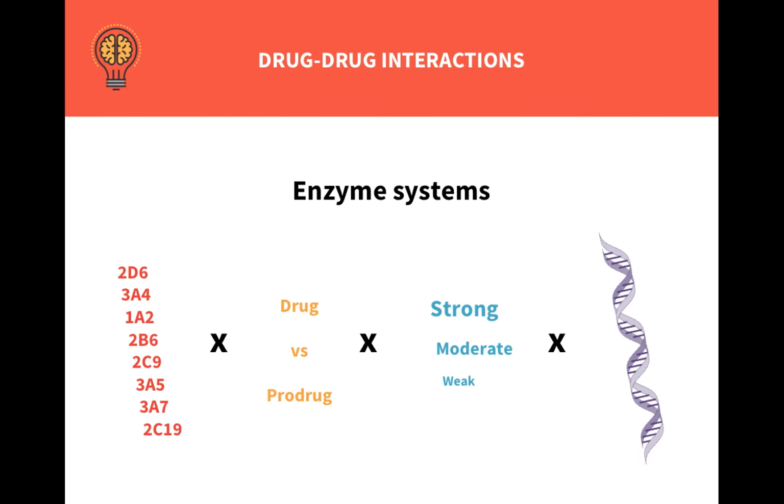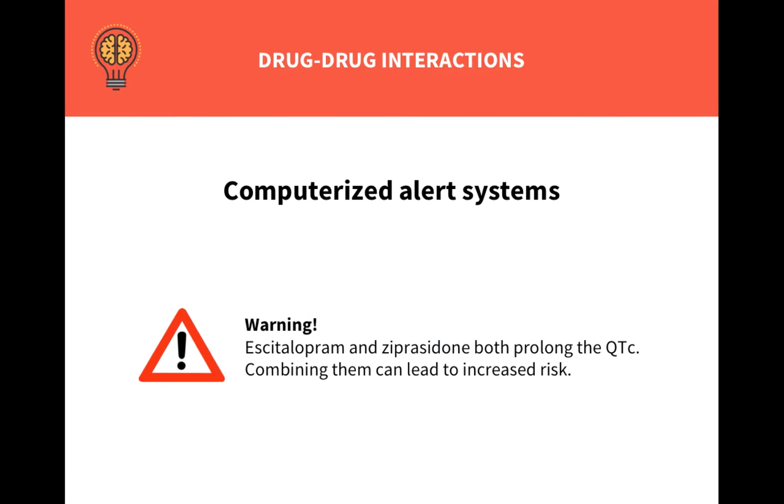Putting this all together, the amount of complexity can become almost overwhelming. The different effects inducers and inhibitors can have, the multiple enzyme systems, the distinction between drugs and prodrugs, the strength of interaction, and the contribution from genetics combined can make for a seemingly infinite amount of information to know. Because of this complexity, computerized alert systems have been developed that will let you know when you're about to prescribe two drugs that can interact with one another.